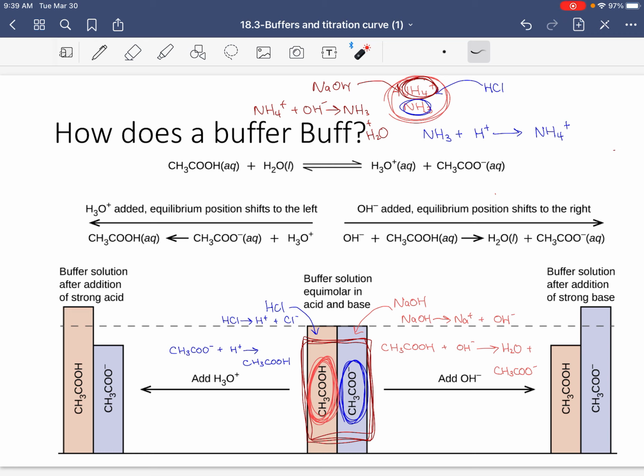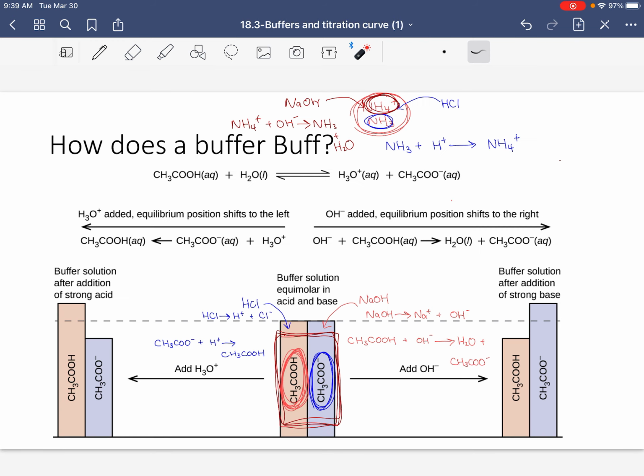There are obviously buffers in your internal system. Not just in the digestive tract, but as I said, also in your blood, to keep your blood at a slightly basic environment. All right.